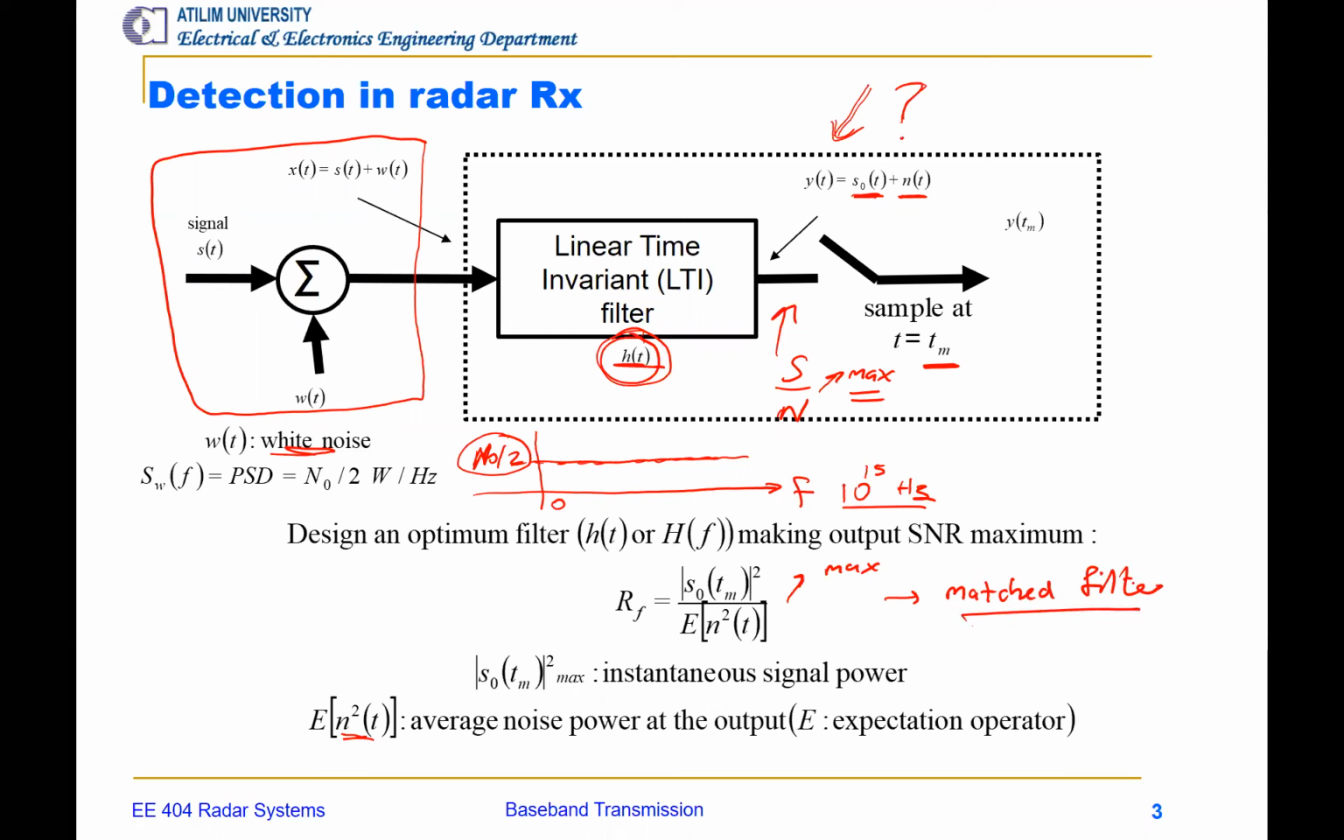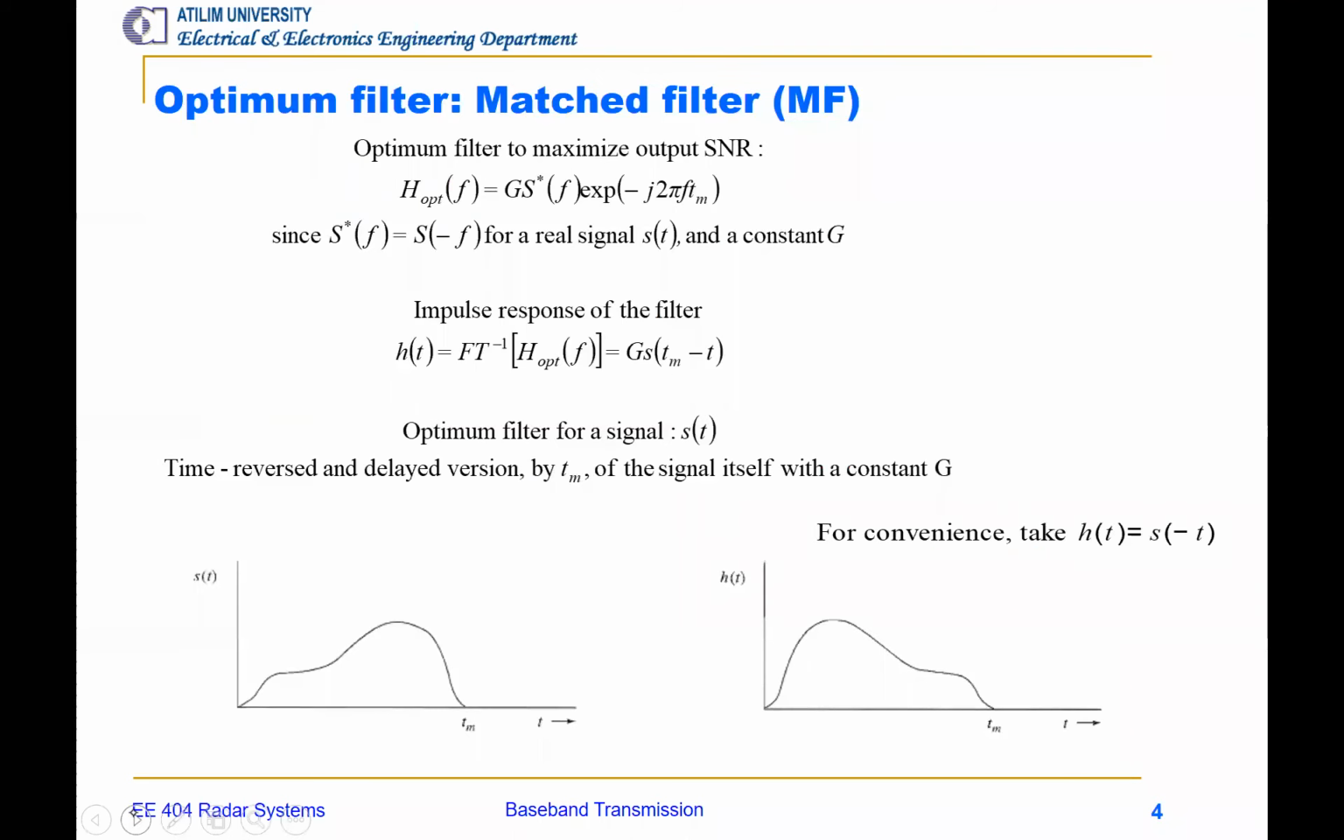Now here we do not derive it. You can either go back to the course EE316 or simply have a look at Skolnik's book where the matched filter impulse response is derived. So what is it? So here is the optimum filter, which is simply the matched filter.